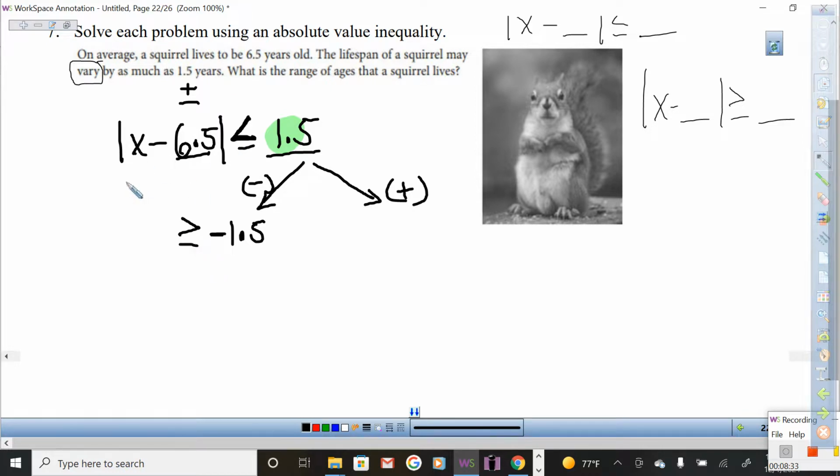Then write whatever's inside the absolute value. For the positive, it's just 1.5. The inequality symbol stays the same. And x minus 6.5. Alright? At this point, let's just solve each inequality. So here we go. What do we do here? Plus 6.5, plus 6.5.